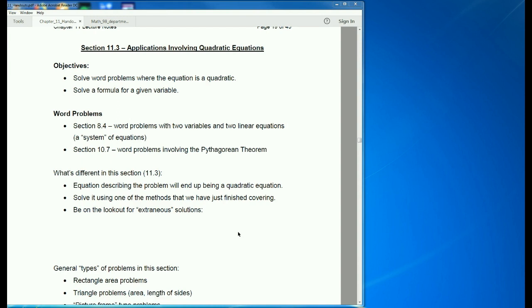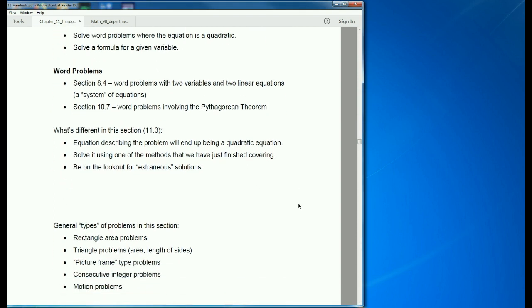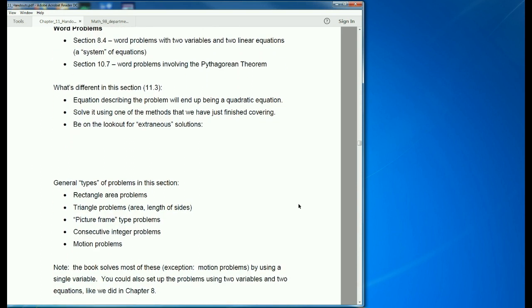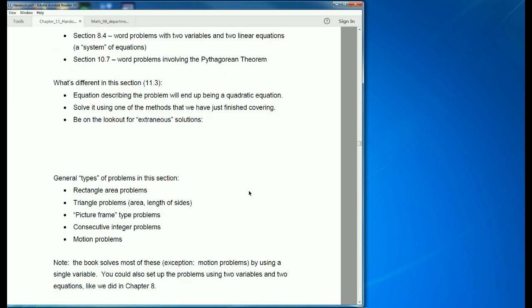For example, if you're solving for the length of something, and if you get your two solutions and one of them is negative, that can't be the right solution because length cannot be negative. So generally you can figure out which one is the right answer. There's a number of different types of problems in this section. I tried to just group them into categories: rectangle area, triangles, picture frames, consecutive integers, motion problems. I'm going to do an example of most of these, maybe not the consecutive integers. You can look at the book and figure those out.